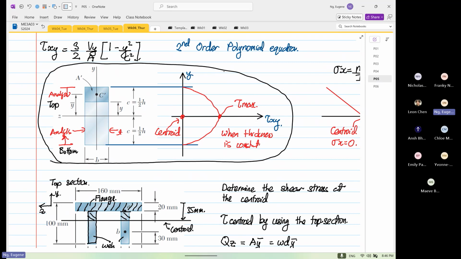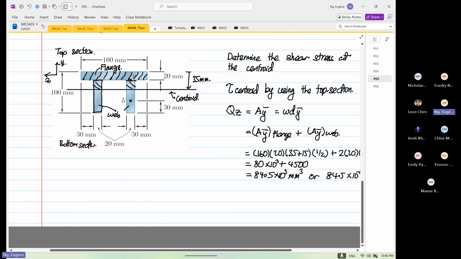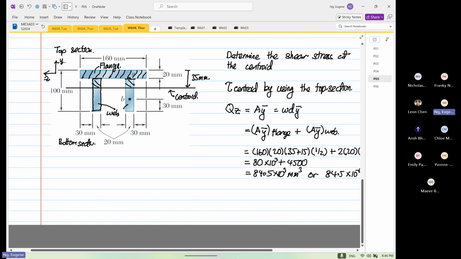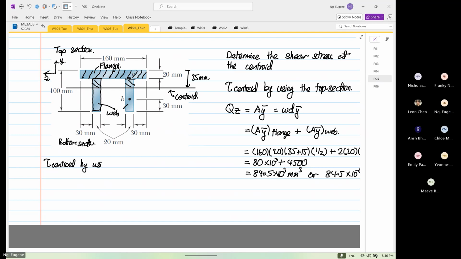Okay, so I'm going to consider the bottom section. So I'm just going to do it on the side. So we are going to do tau at the centroid, by using the bottom section. The answer should be the same.